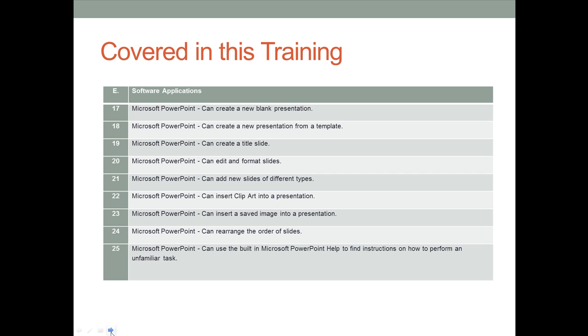We will create a new blank presentation. I'll also show you how to create a new presentation from the template, create that first title slide, and edit that title slide, and then add two new slides, different types, and insert clip art and a saved image into those slides. We'll rearrange them, and lastly, I will show you how to use Microsoft Help.